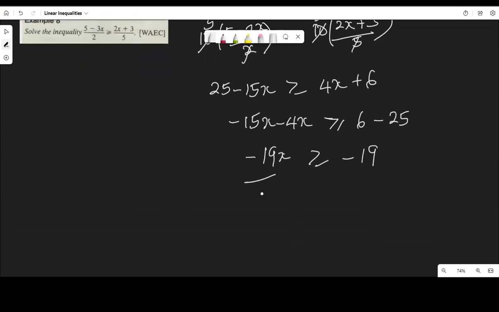Divide both sides by minus 19, so we can get rid of this minus 19. This will go. Now remember that whenever we divide by a negative number, the sign of inequality will change. So instead of greater than or equal to, it becomes less than or equal to. Now negative 19 divided by negative 19 is 1. So x is less than or equal to 1.